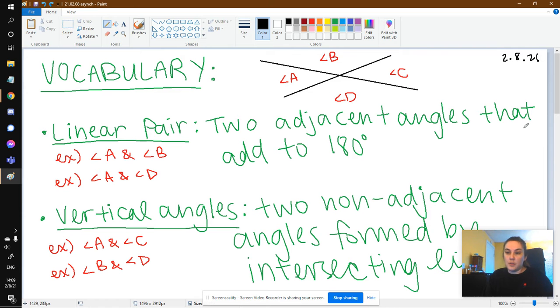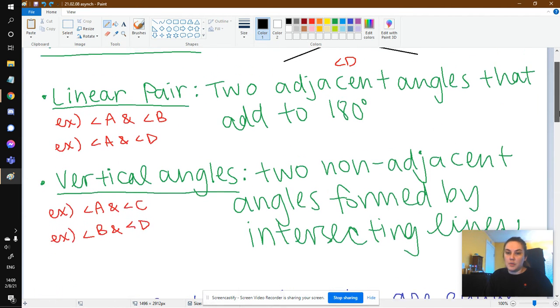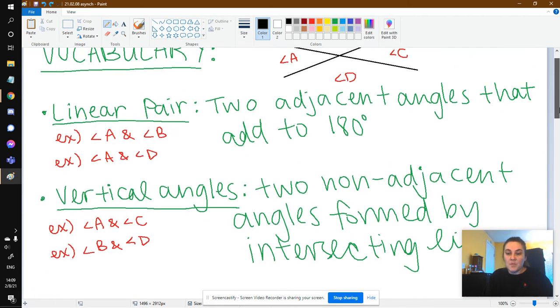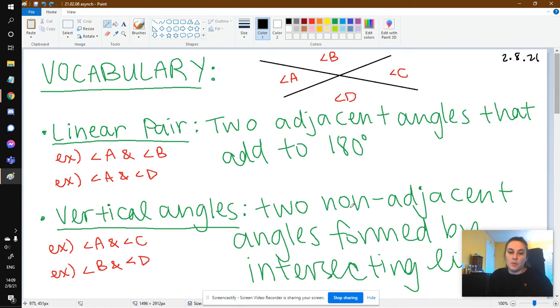And then vertical angles are two non-adjacent angles, so across from each other, not next to each other, formed by intersecting lines. For vertical angles, it has to look like this. It has to be like we're zoomed in on the X of two lines intersecting, and we're picking the two non-adjacent angles. So that's A and C, they're across from each other, and B and D. We call these vertical angles.